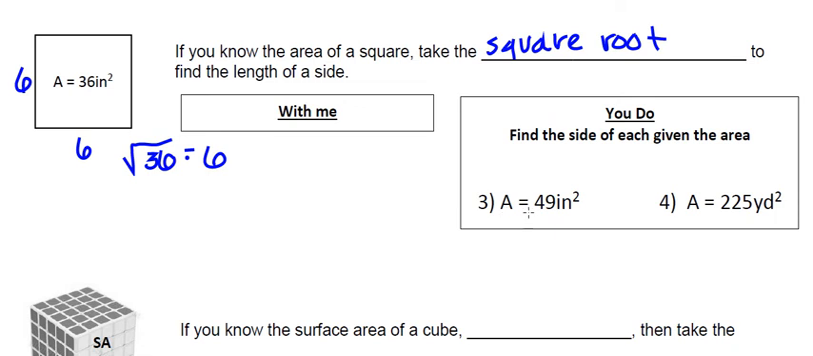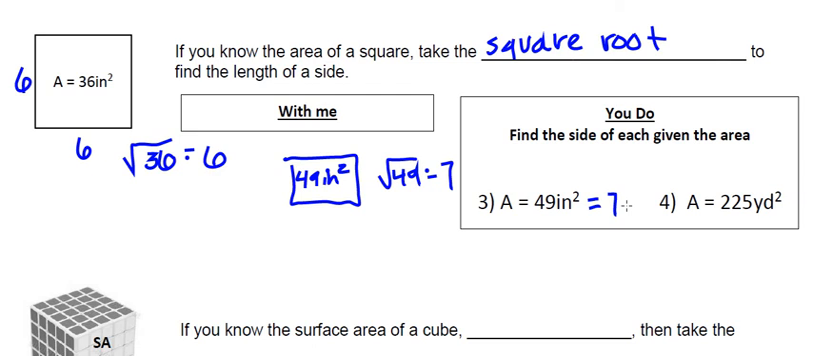So again, pause and go ahead and find the side length if the area is 49 and if the area is 225. All right, so here, if I know that the area is 49 inches squared, again, that squared should indicate to you that at some point you're going to need to take the square root. I've got a flat shape here and it wants to know the side length of the square. So I take the square root of 49 and I get 7. So that's going to give me 7 inches.